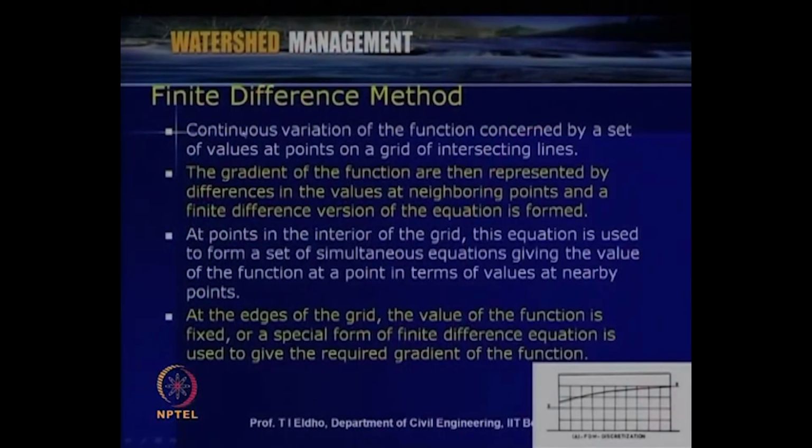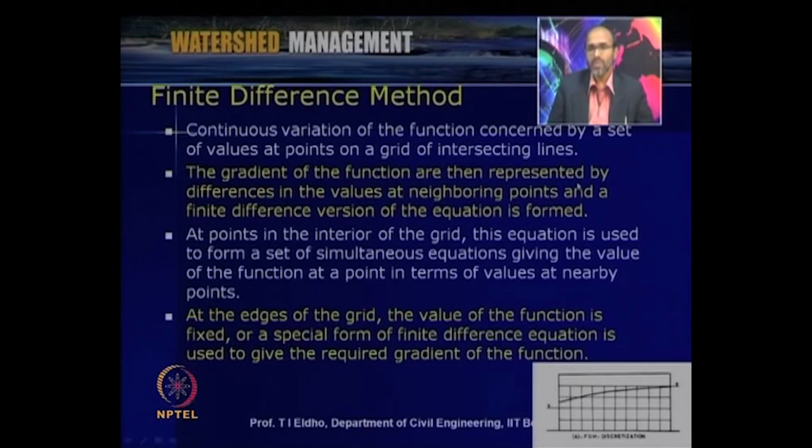So, as I mentioned in the earlier lecture, the finite difference method gives the continuous variation of the function concerned by a set of values at points on a grid of intersecting lines, as shown here. The gradients of the functions are then represented by the differences in the values of neighboring points, and the finite difference versions of the equations is formed.